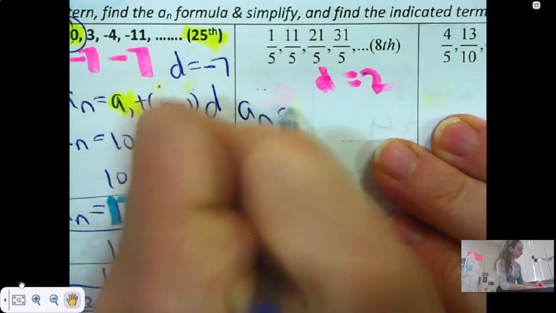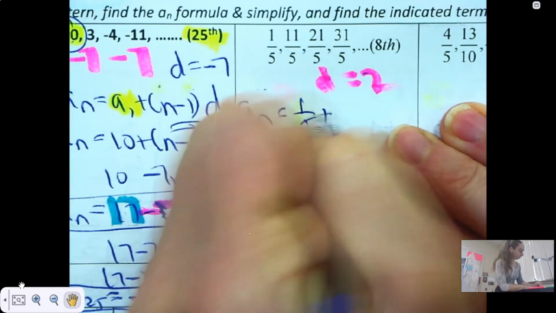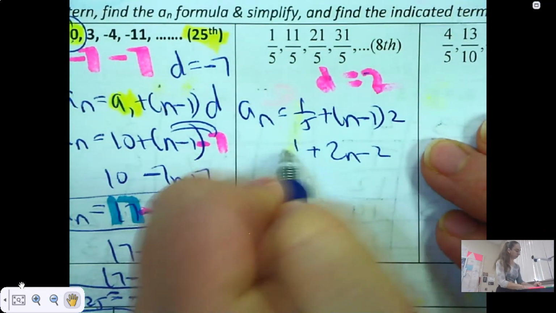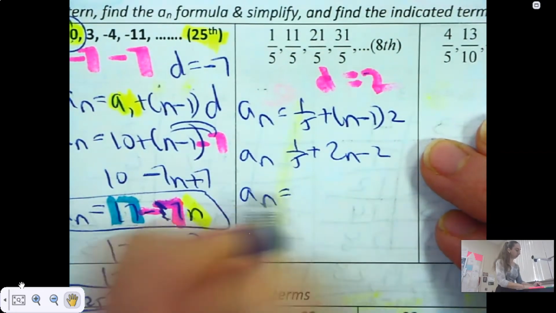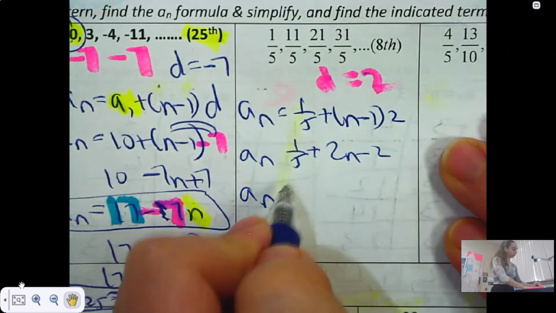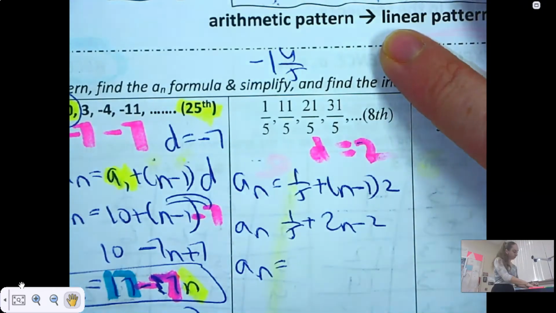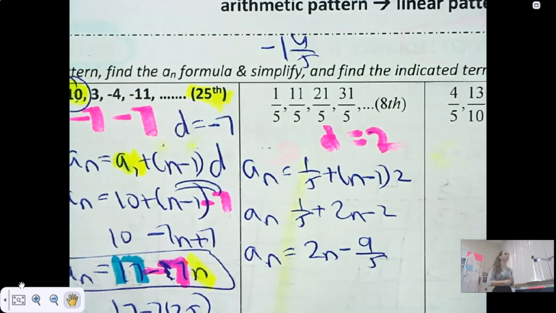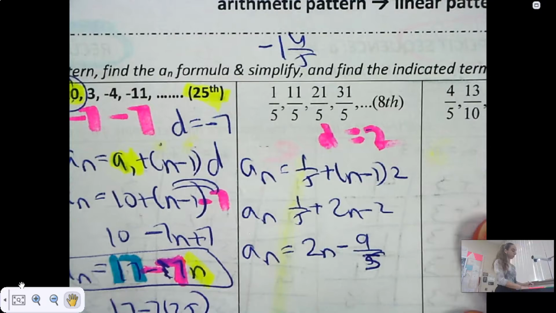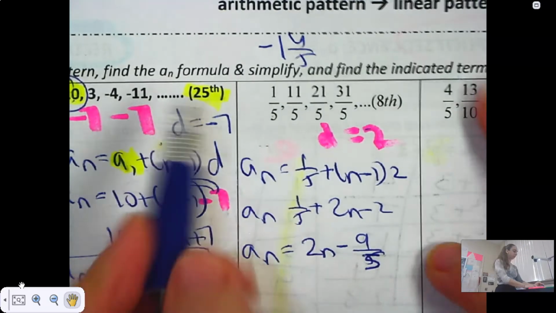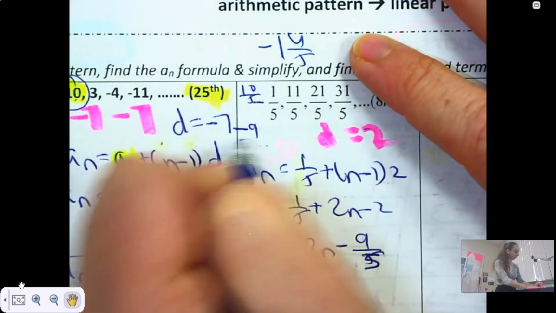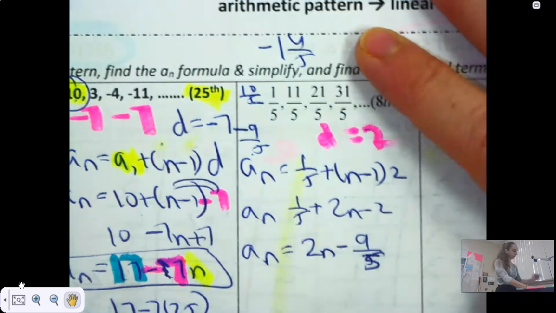And now a sub n equals a sub 1 plus n minus 1 times 2. Distribute, distribute. And then a sub n. And then 1/5 minus 2 is negative 1 4/5. Let me lower that, which is negative 9/5. You write things as an improper fraction. Don't write negative 1 4/5. Now, could you do it the other way? Yeah. I guess I could do that. 1/5 minus 10/5 is negative 9/5. Oh, look at that. That's my zero term.